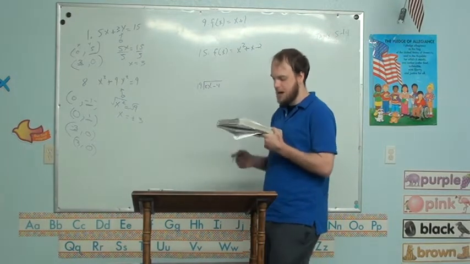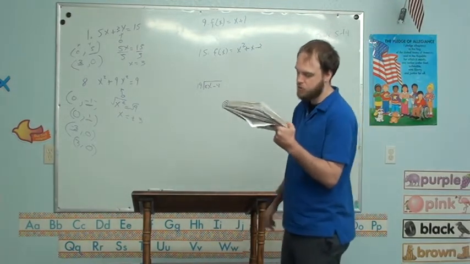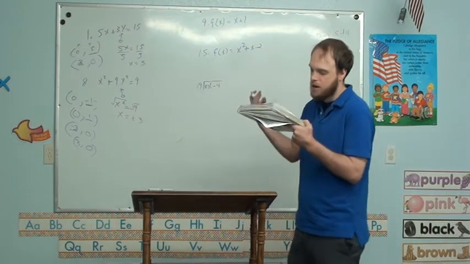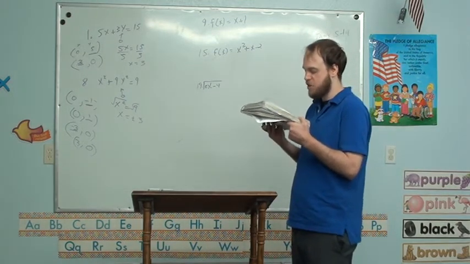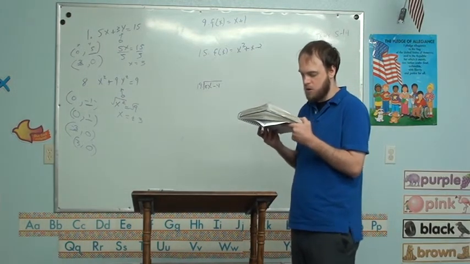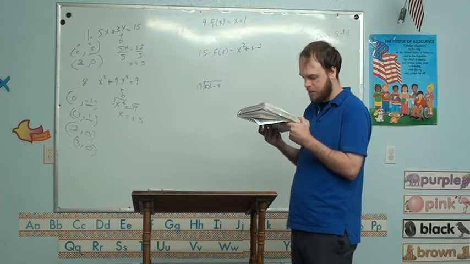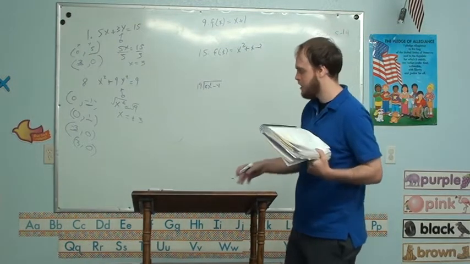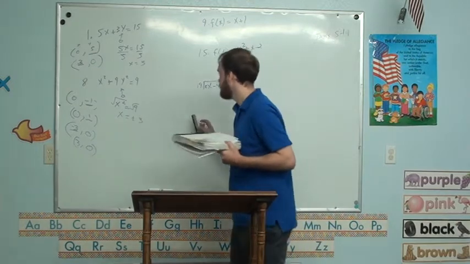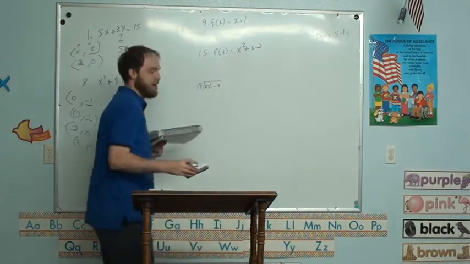9 through 28 is where you're actually finding the zeros. So you're setting the numerator equal to 0 and solving. And so number 9, I'll do.